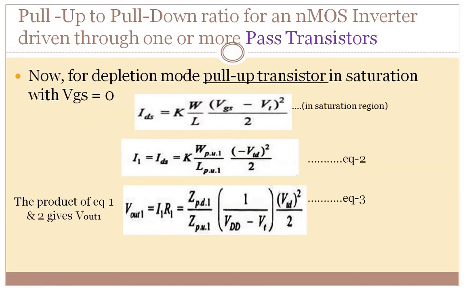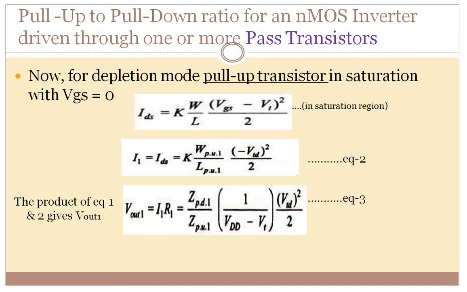Now we are seeing the same inverter 1 in the depletion mode. Okay, we have to see this depletion mode now. Correct? I hope you are clear up to here. What do we call the depletion mode device? The pull up transistor. The enhancement mode device will be called the pull down transistor. Now we are considering the depletion mode pull up transistor in the saturation region.